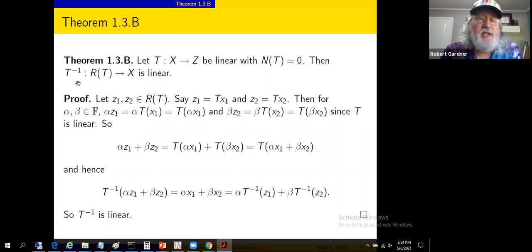So we need to show T inverse of a linear combination is a linear combination of the T inverses, if you will. And that's exactly what we've got. T inverse of this linear combination of elements of linear space capital Z equals a linear combination of the inverse images. That's exactly what you need to show linear transformation T inverse is linear. Apply it to a linear combination, get a linear combination of applications of it. Very definition of linear.